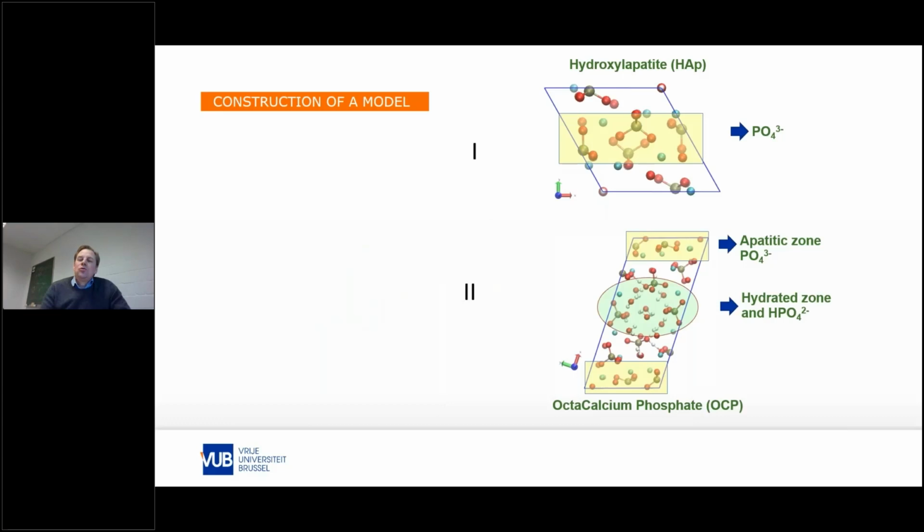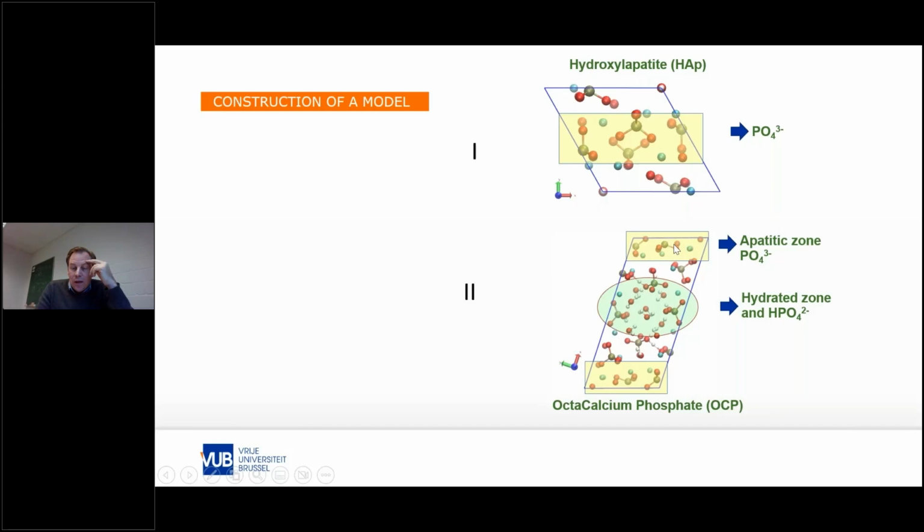And then if we go to the minerals of the calcium phosphate family that we know, hydroxyapatite does not contain HPO4. But there is another one called octacalcium phosphate, which has this structure. And moreover, it's even better for our model, because octacalcium phosphate contains a unit cell where there is a crystalline zone, which is very related to hydroxyapatite. This is the yellow here. The yellow is the crystalline part.